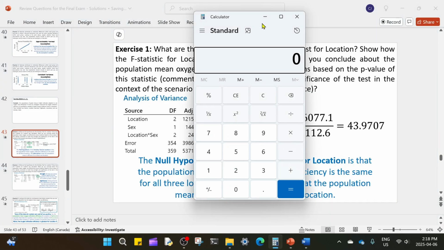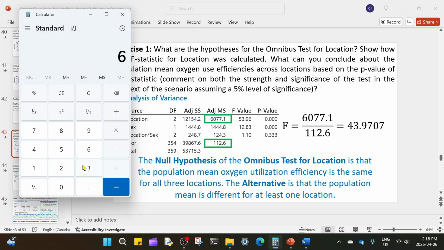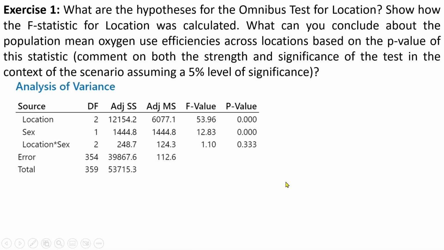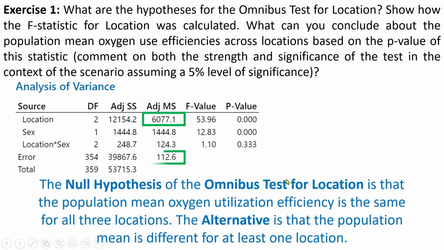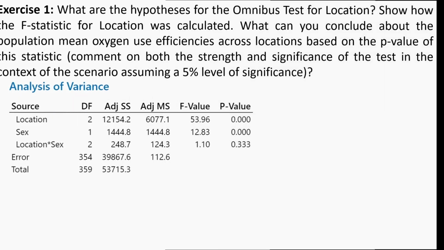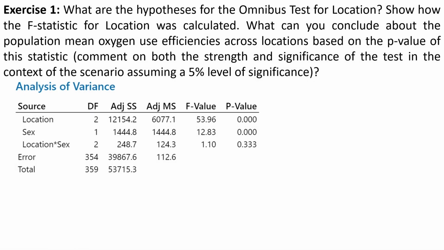Let me just open my handy dandy calculator here. Okay, so we have the variance associated with differences in location, and we divide by the error variance, which is due to individual differences between goats. And indeed, it's 53.97. So for some reason, I put a 4 instead of a 5. And so there we go. That is in agreement with what we see in the table. So far, so good. So that's the hypotheses, and that shows how the F statistic was calculated.